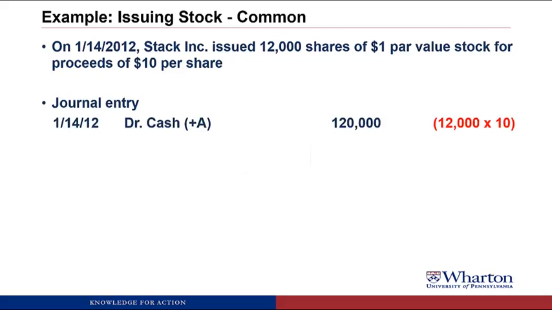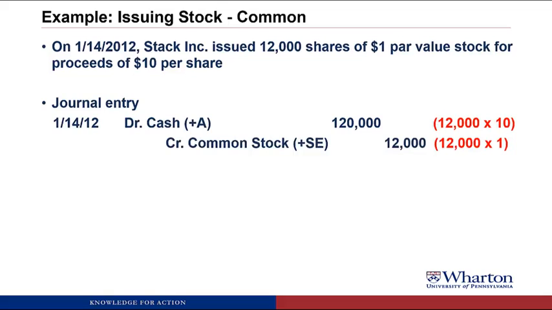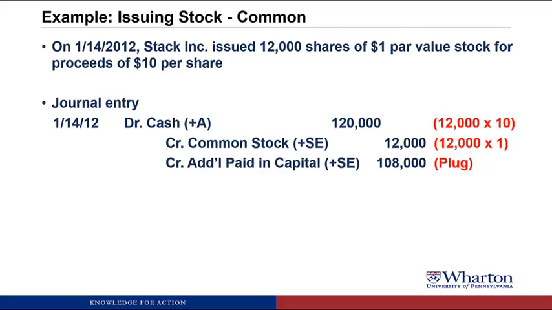So we're going to debit cash for $120,000. That's the 12,000 shares times the $10 a share that we get as proceeds. Credit common stock for the par value. So that's 12,000 shares at $1 per share. Par value is $12,000. And then everything else goes into additional paid-in capital, or APIC, $108,000. That's the additional proceeds beyond the par value.